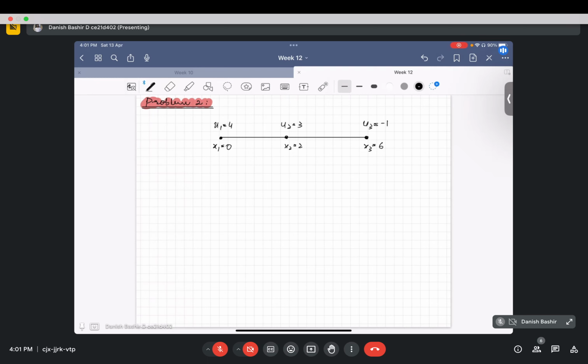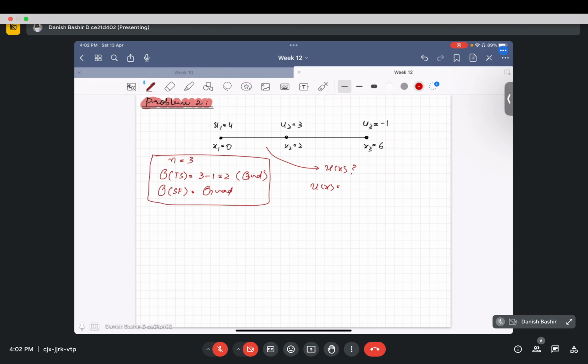So we have to write the trial solution for this, u of x. First we have to check what is the order. N is equal to 3, so the minimum order of the trial solution will be 3 minus 1, that is 2, quadratic. And the order of the shape function as well will be the same, quadratic. This is additional information that I am giving.